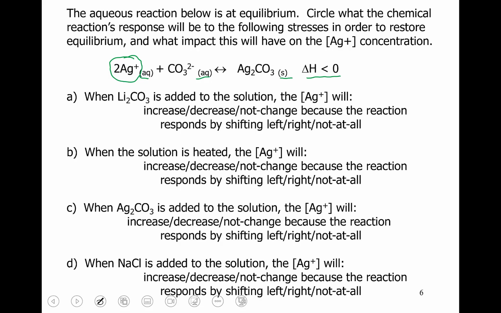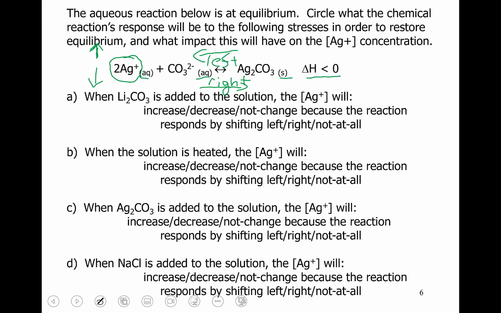So to summarize this very briefly, any stress that causes the reaction to shift to the left will result in an increase in silver ion concentration. Any stress that causes the reaction to shift to the right will cause a decrease in the silver ion concentration.